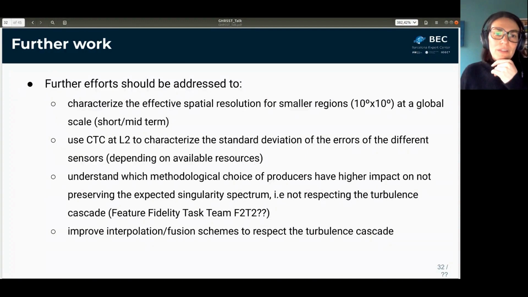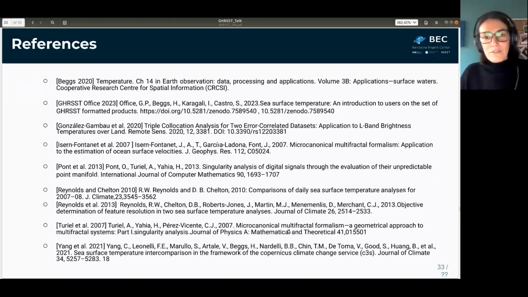I think we will need to understand further which methodological choices of the producers have higher impact on not preserving the expected singularity spectrum. And for sure, as a recommendation to the community, I think we need to improve the interpolation and fusion scheme to respect the turbulent cascade. And these are the references I was just mentioning during the presentation, and that's all on my side.